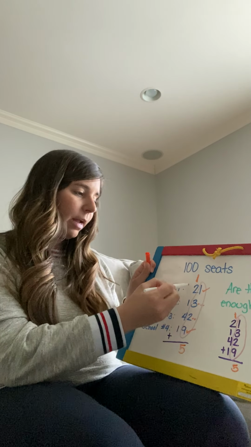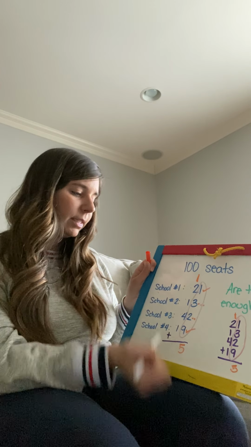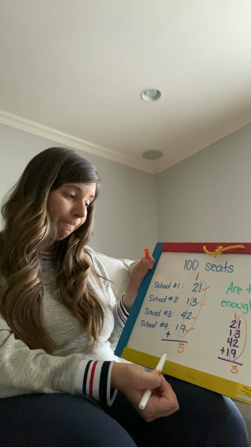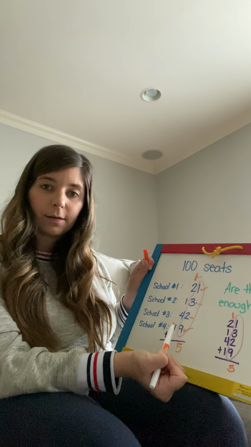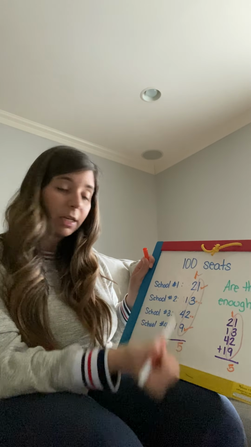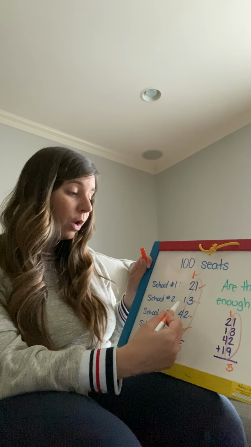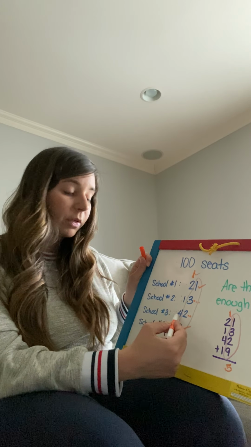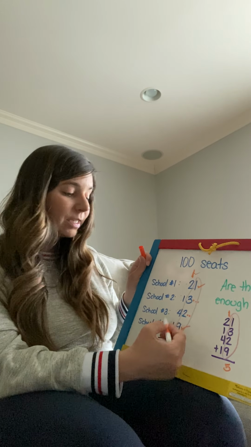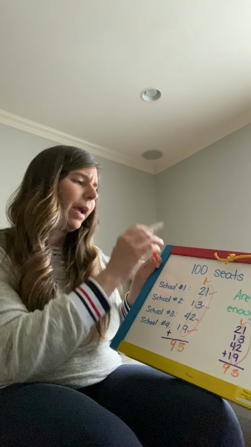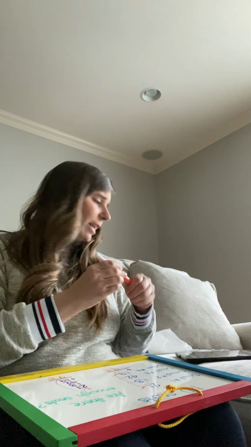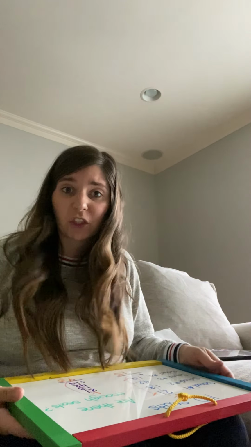Now I have to add up all the numbers in the tens digit place. I start at the top. 1 plus 2 more, 3, plus another 1, 4. Oh, that gave me a double stacked. 4 plus 4, 8, plus 1 more, 9. Okay, so my answer is 95, but that doesn't answer the question.